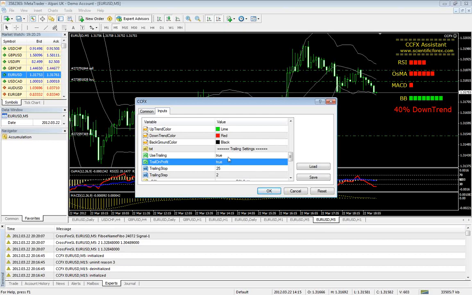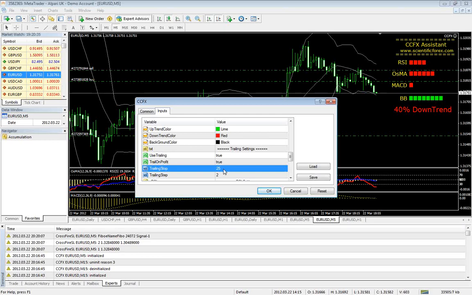So if you have 50 pips of profit, it will move the stop loss to 25 if you have a 25 trailing stop. If it goes up again to 75, it will move it to 50. If it goes down to 60, there will be nothing. And if it goes again up to 85, it will move to 85 minus 25, which is 60.